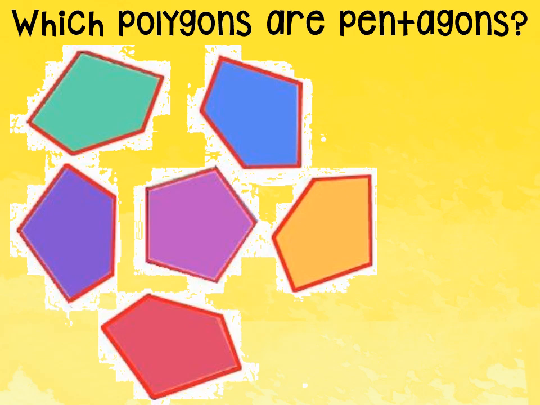If you said they're all pentagons, you're correct. All of these shapes have 5 sides, 5 vertices, and 5 angles. So even though they all look different, they're all the same shape. They are all called pentagons because they share the same attributes. Attributes are things that we use to describe a shape.